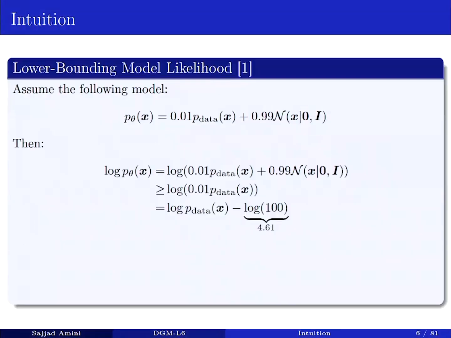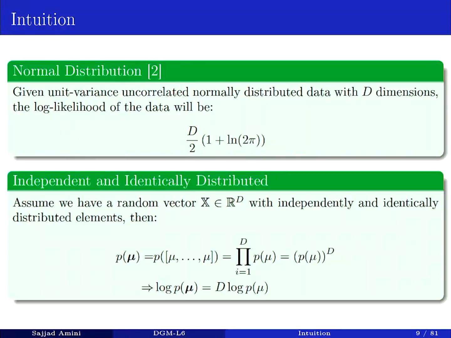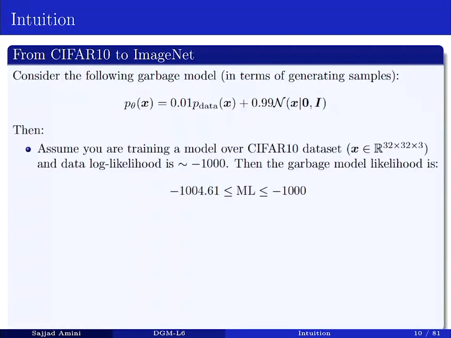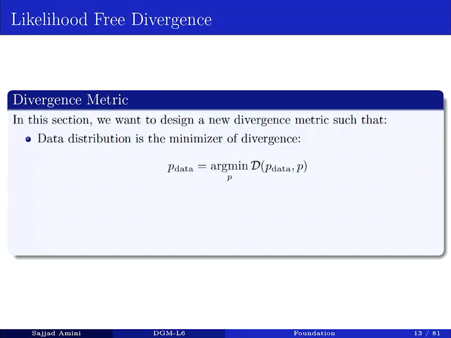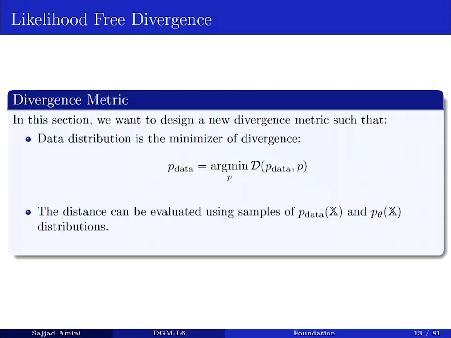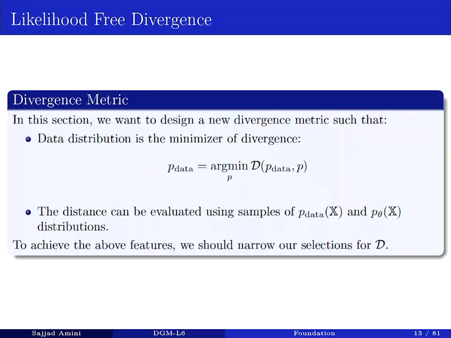So we are thinking about something different from likelihood, and the new divergence metric that is going to be designed is such that we calculate the divergence just based on samples from the distributions we are dealing with. It means that the data distribution and the model distribution. Just by having samples from these two distributions, we want to calculate the divergence.